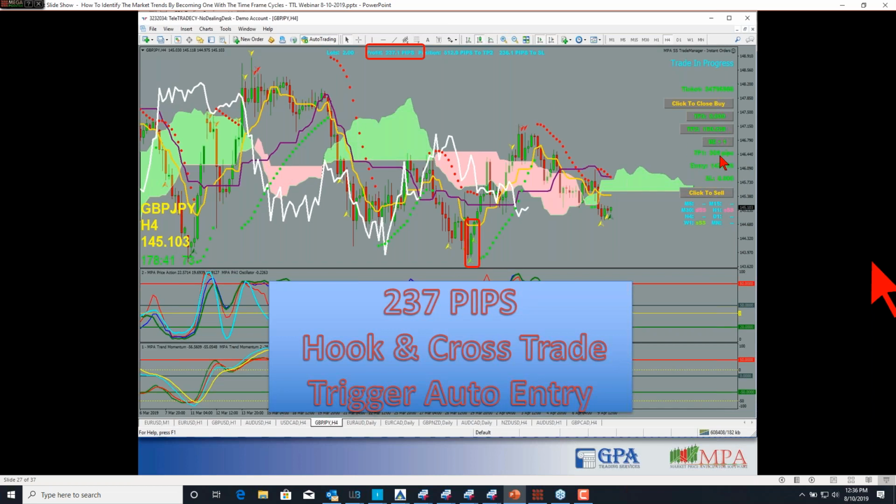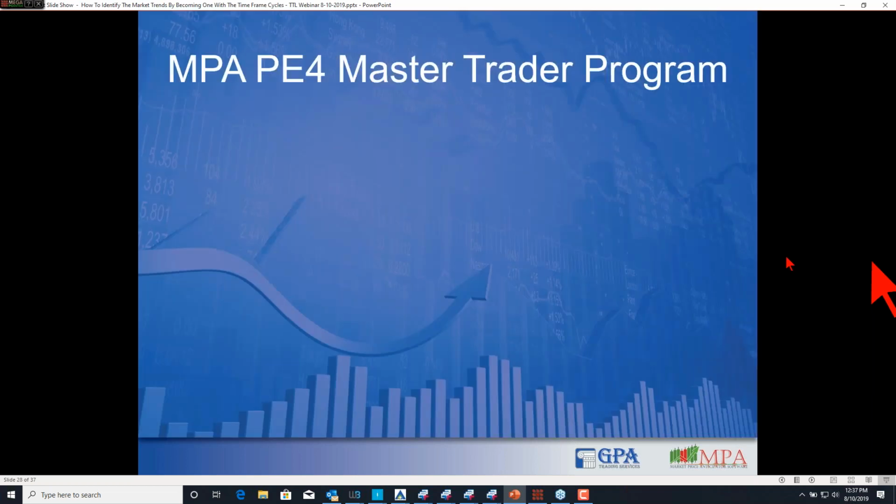So we took profit one at 309 pips, and we're starting to pull back here, but we expect this will reverse and stair step higher, so that's why I didn't take profit too soon. I let it continue to run. See how easy this is?